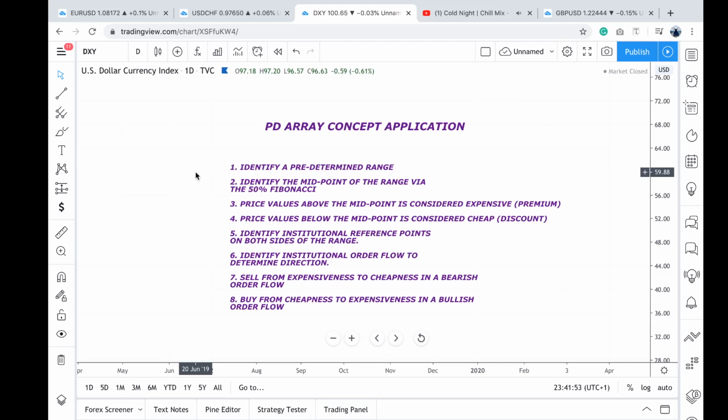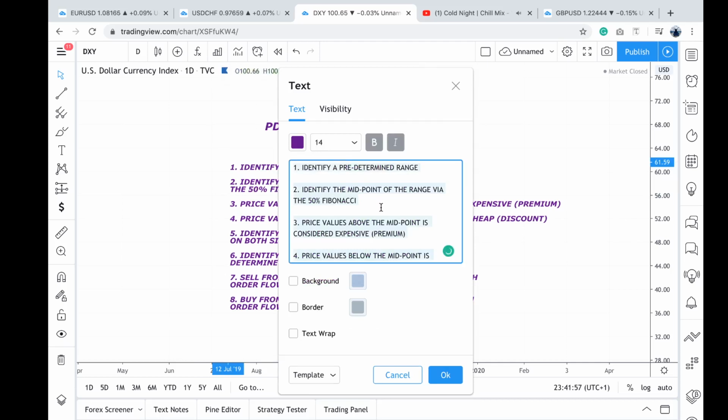Okay, let me actually, I forgot to place this. So let's see. That is okay. So that is an equilibrium price range, meaning that is the midpoint of that price range. Equilibrium, midpoint.